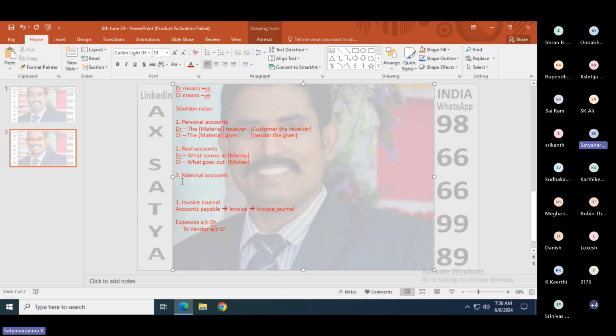Next, nominal accounts. Debit all expenses and losses, credit all incomes and gains. Okay. Here is the confusion. Expenses is showing positive.